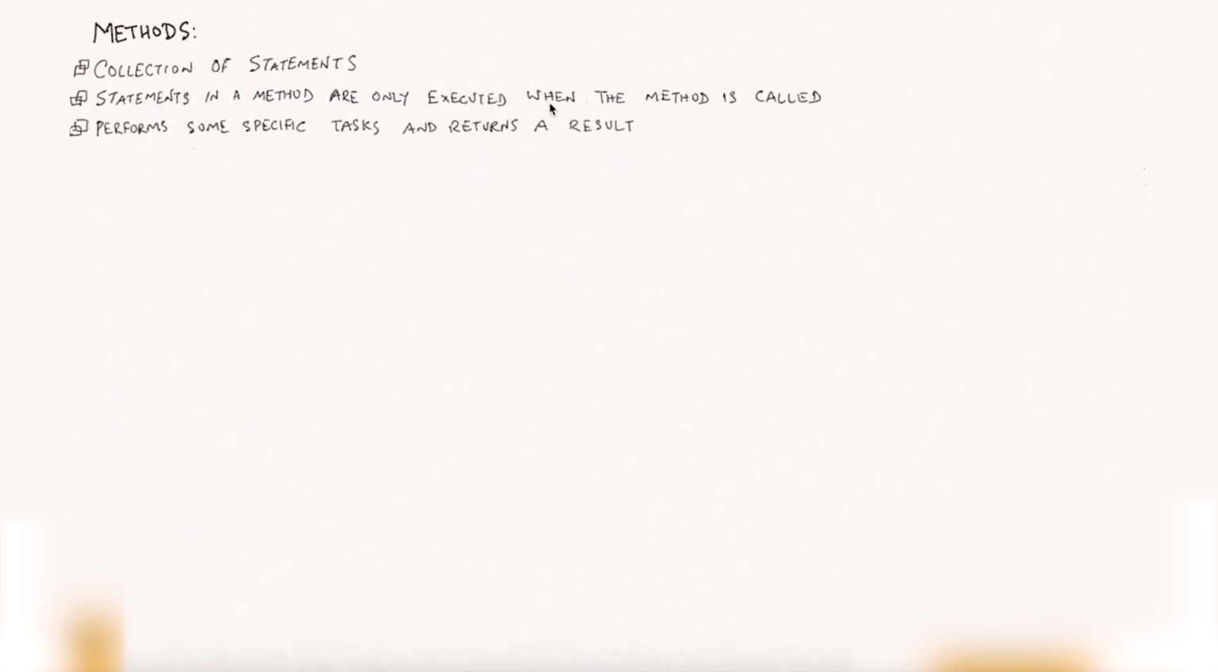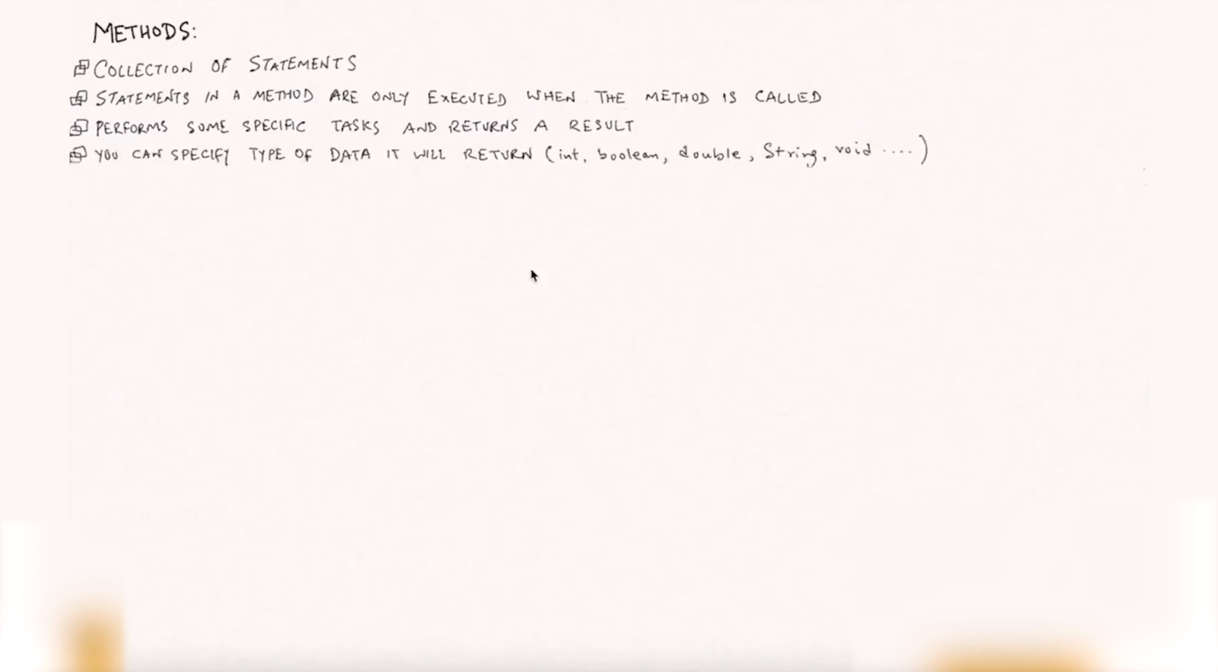Now, what do those statements do in a method? Those statements perform some specific tasks. And after performing those specific tasks, they return some result. And you might want to use that result in your program.